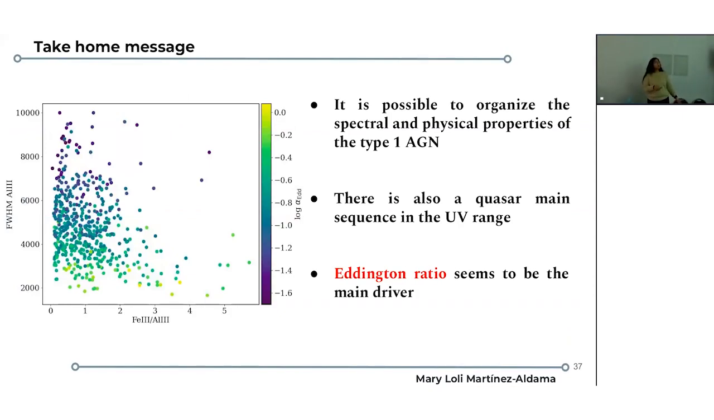Well, we can organize the AGN properties in this kind of sequence. This sequence is apparently driven by the broadband spectrum, and the Eddington ratio seems to be behind this sequence, but there are other elements that we still have to consider. So thank you very much for the talk and questions.